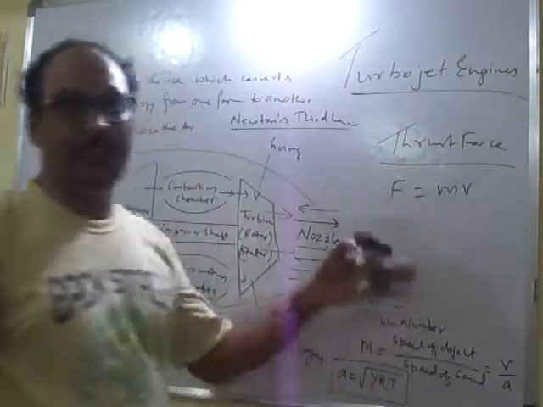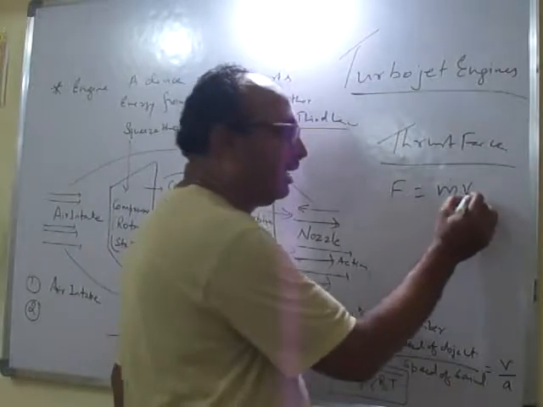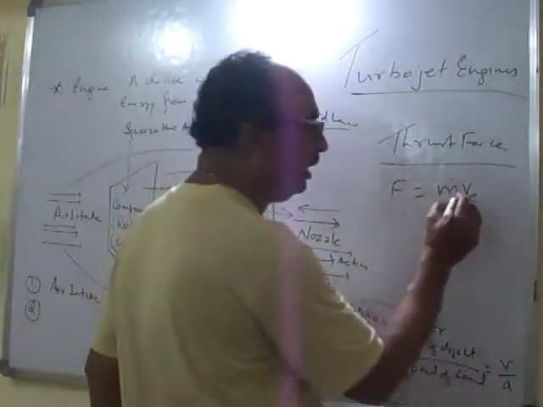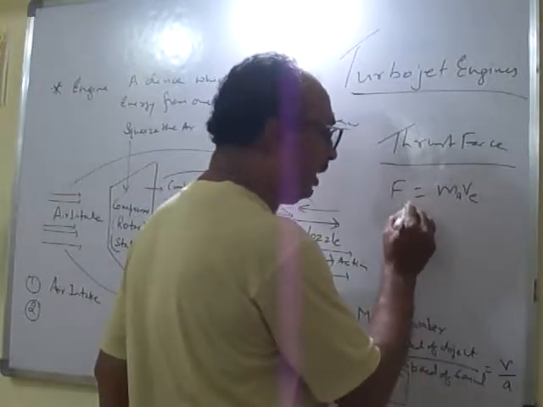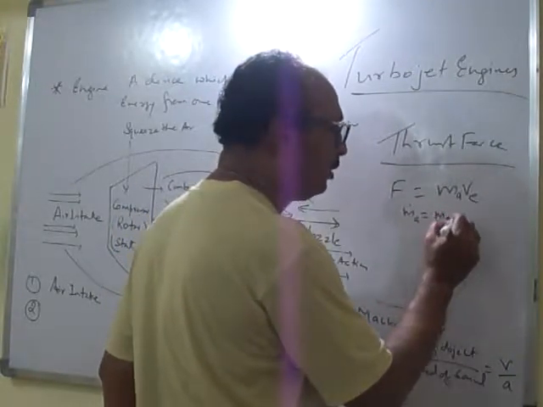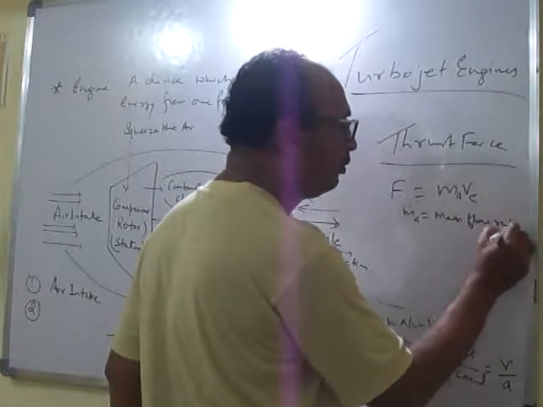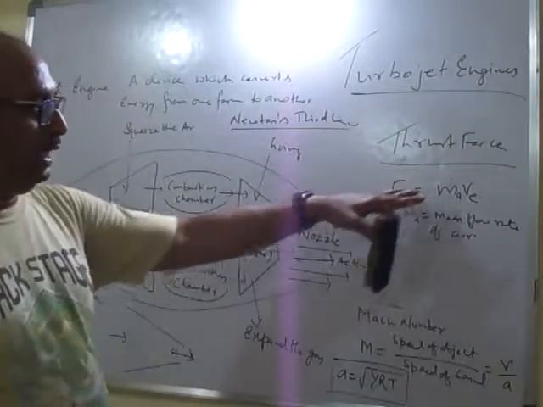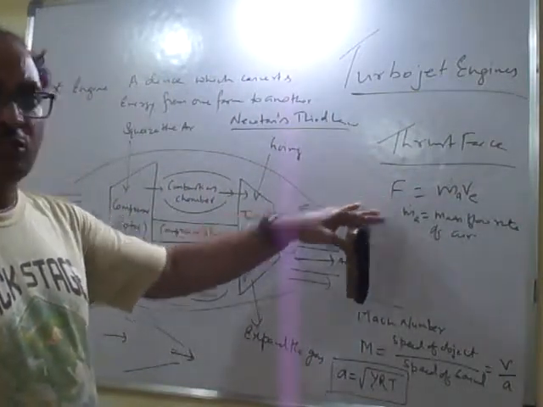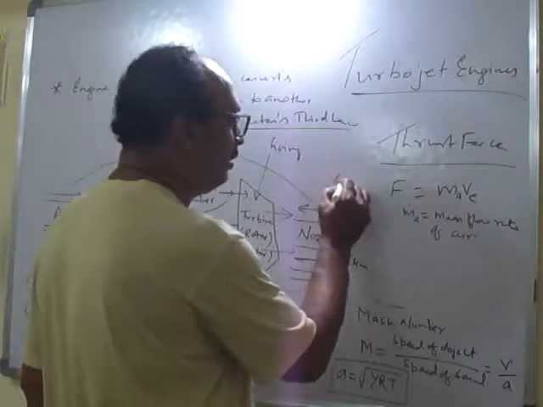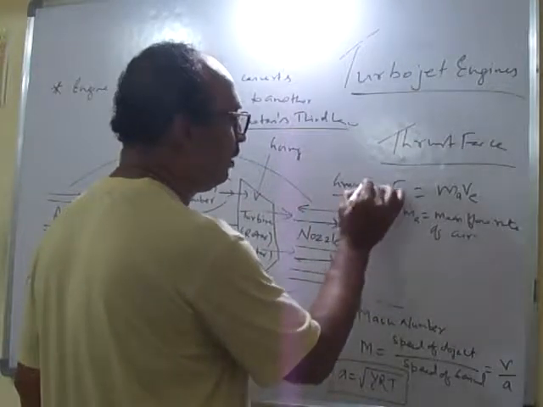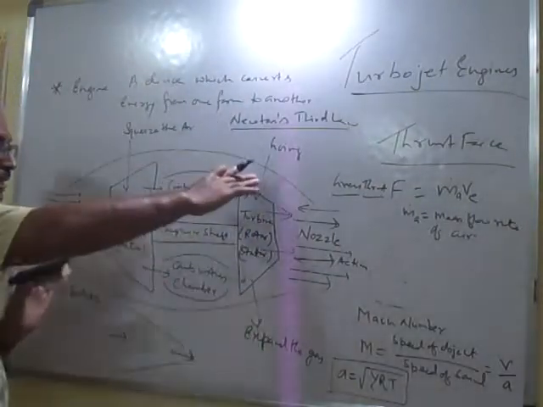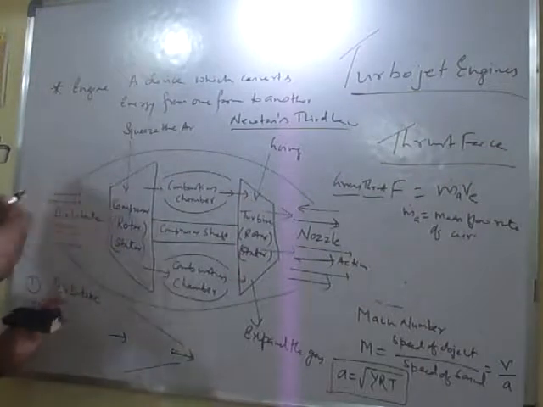V is the velocity, the exit velocity. V is the exit velocity. Exit velocity means this one. So M dot A is the mass flow rate of air. Actually this particular thrust is called gross thrust. Gross thrust.